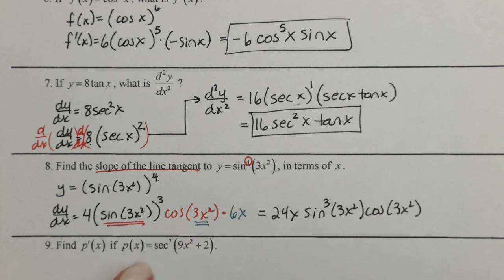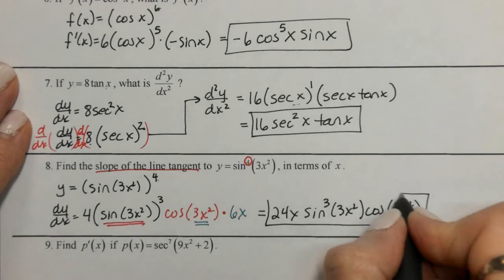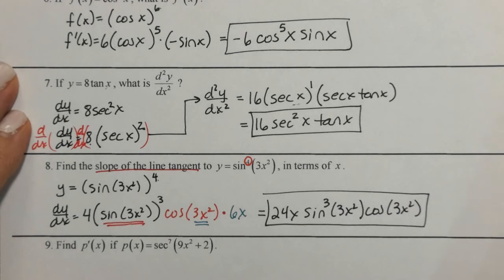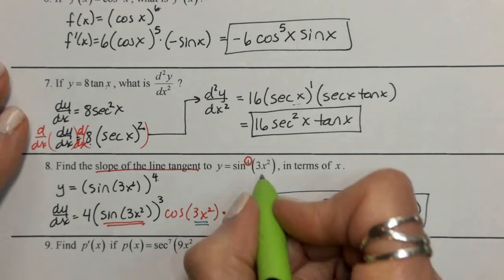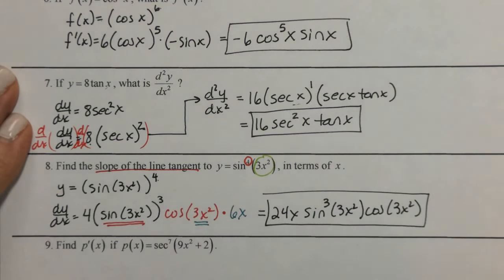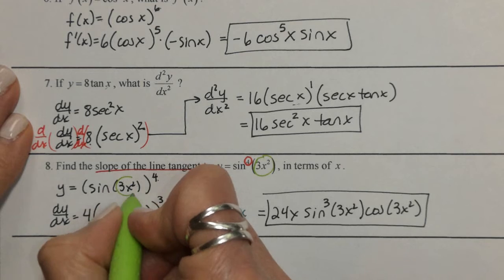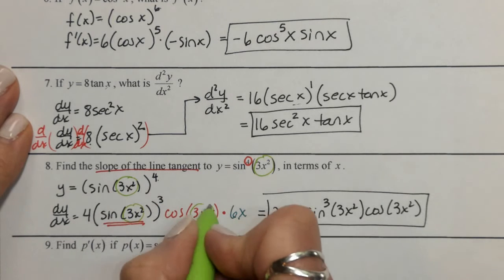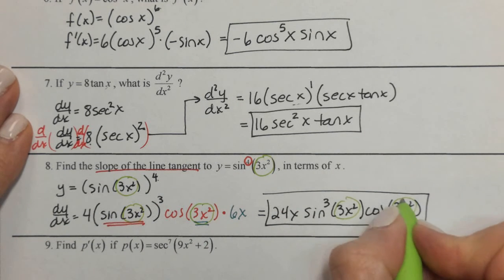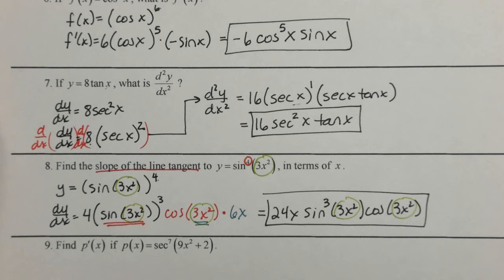I want you guys to notice something. This would be the multiple choice answer. I want you to notice something. The argument that we started with is always your argument. In every piece, it's your argument. Never change your argument in a trig function when you're finding the derivative. Okay?